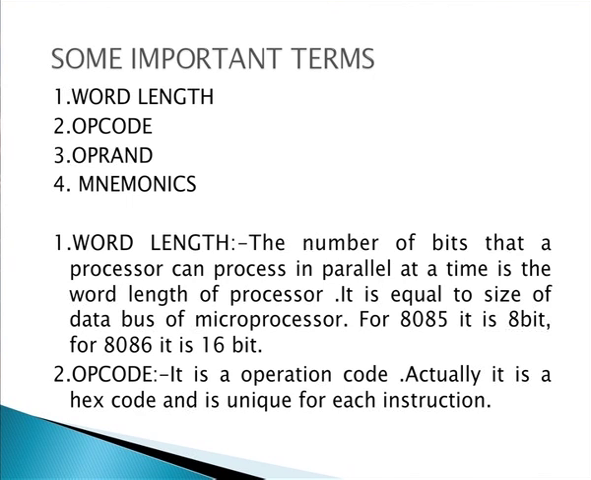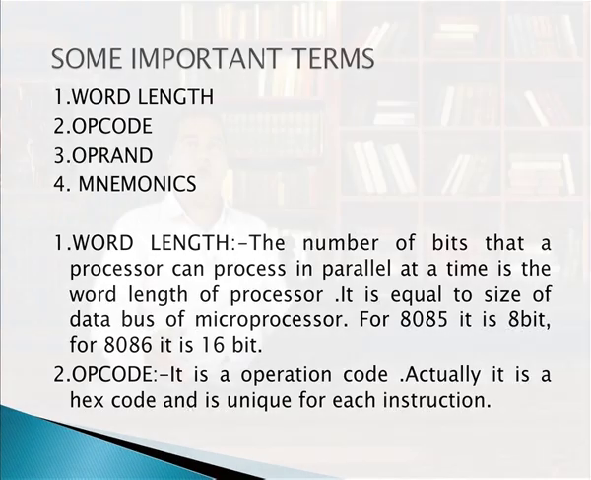Now the next term is the opcode. This opcode is a short form used for operation code. As we all know, the microprocessor works on assembly language, or we can say the programming is done using the assembly language, but this assembly language is for user interface only. Ultimately, the processor can run the instructions only when they are in the binary form.